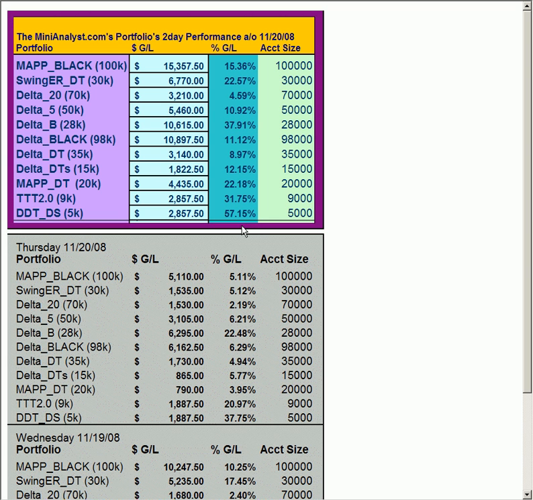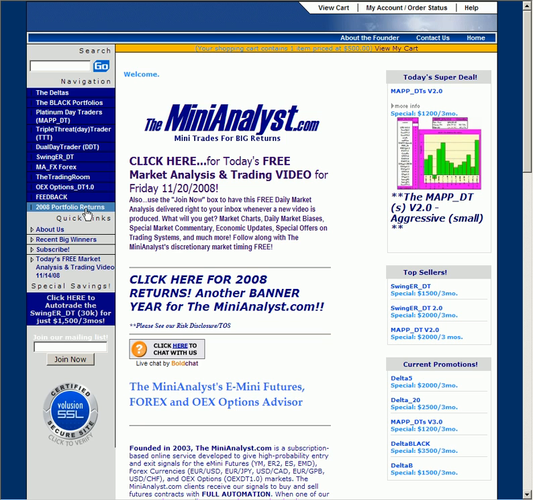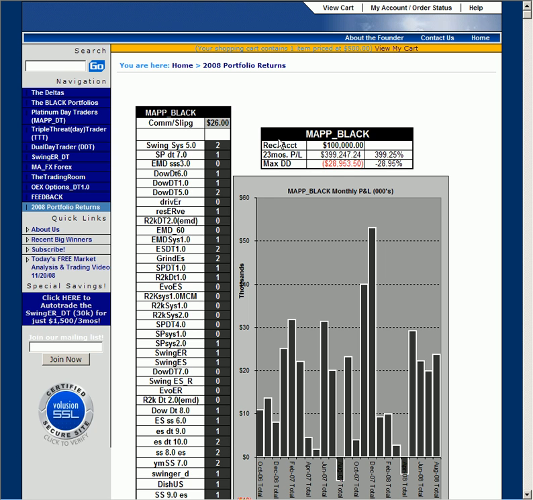Great opportunity to get involved with that portfolio. Very popular portfolio. 40% gain for the Delta B. These are original portfolios. Now you can go to the website. You can actually trade these portfolios if you specify. These are original portfolios, but as you know, you can go to the website and click on 2008 returns, and these are a little more risky returns, but these are our actual updated portfolios.